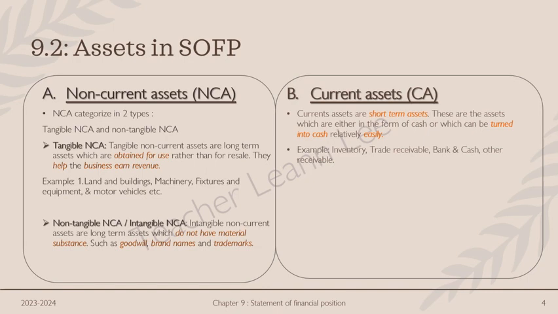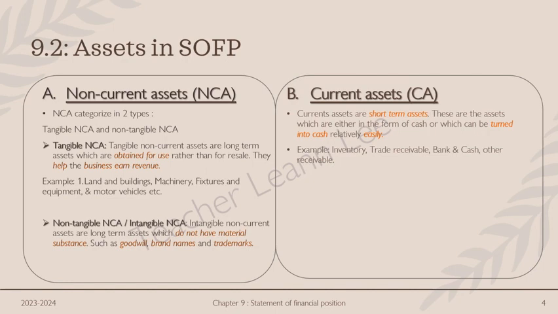So under NCA, they have tangible NCA and non-tangible, or in other words, the intangible non-current asset. What is the meaning of non-current asset and what is the meaning of current asset? This one we already covered in chapters 1, 2, 3, and 4. So just to recap your memory, NCA is the long-term asset that I bought for use, but not for the resale purpose.